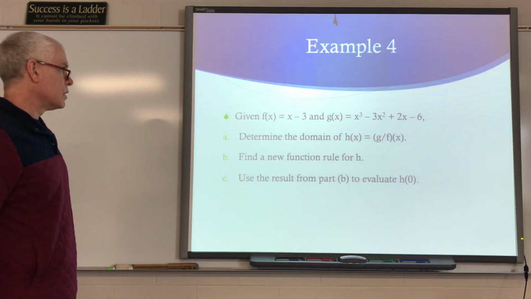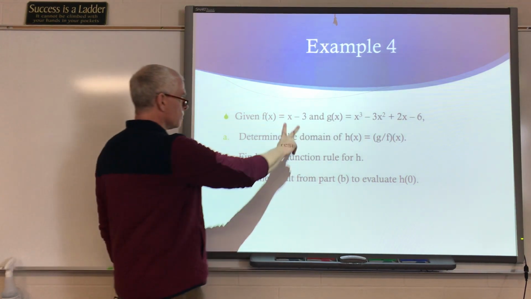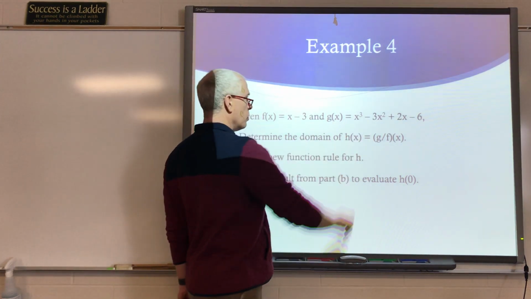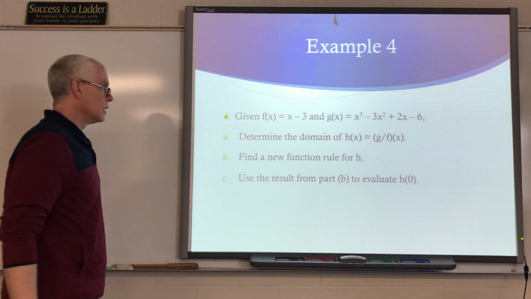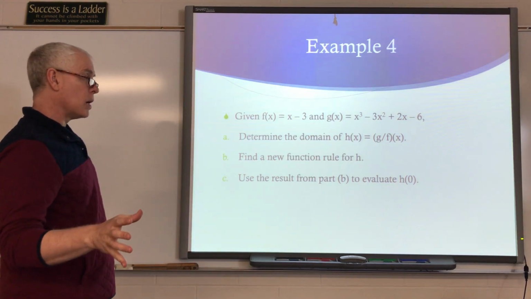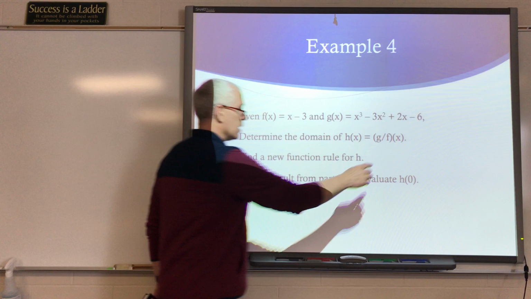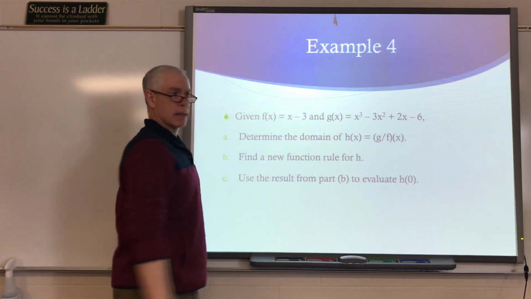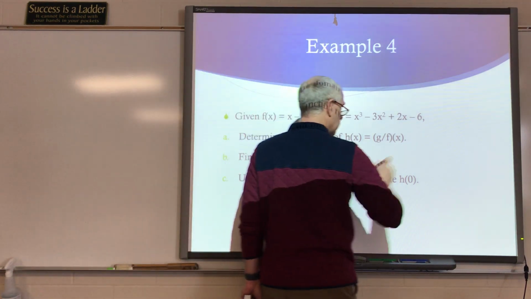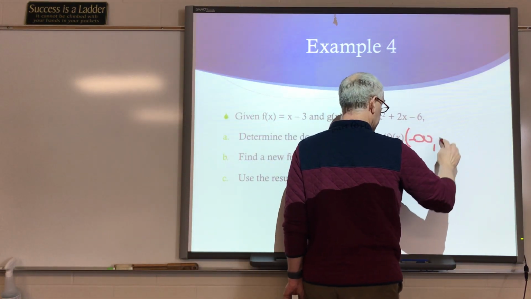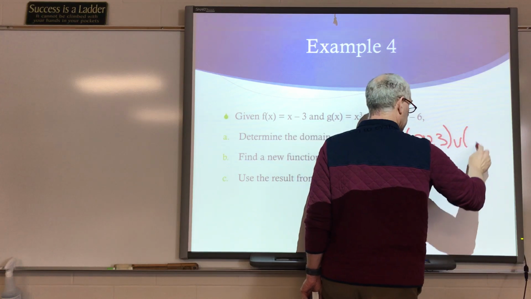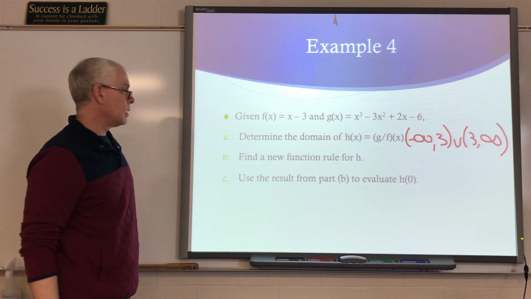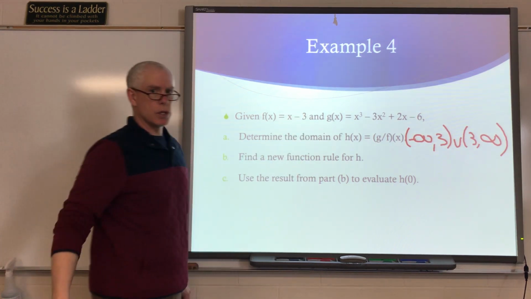Okay, a couple new functions. Determine the domain. Well, the domain for that one is all real numbers. That's linear. This is a cubic. The domain for that is all real numbers. So in general, it would be all real numbers, except remember when I'm dividing, f of x can't be 0, the denominator, and 3 would make that 0. So my domain for this one is all real numbers except 3. I have to eliminate that as a possibility because it would give me a 0 in the bottom.